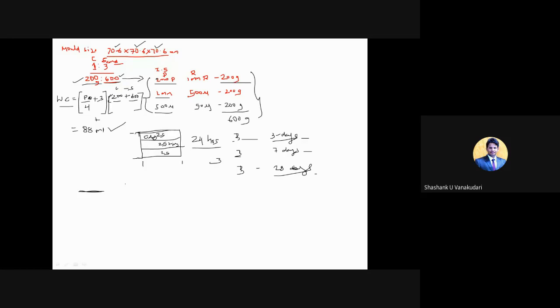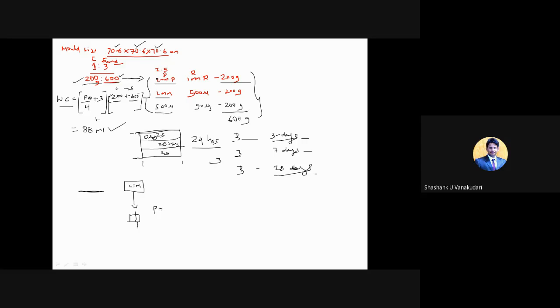Okay, so we need to keep this in the CTM machine. Clear? In the CTM machine, we need to place that cube, and we need to apply the load gently on that cube, and then at a certain load, the cement cube will get cracked. So that load you need to note down.